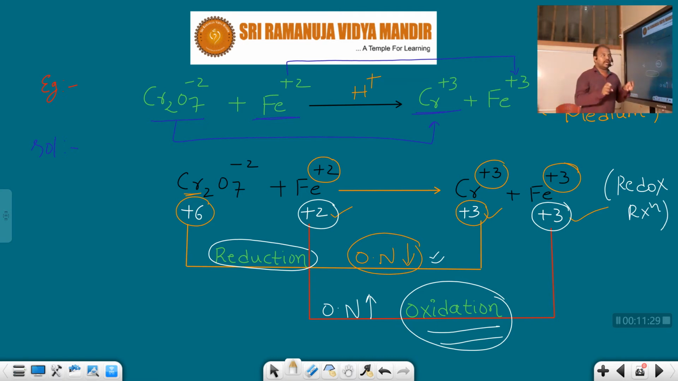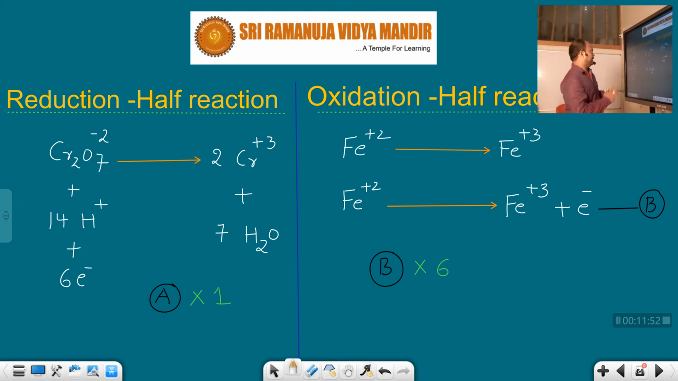This reaction we have to balance in acidic medium, in the presence of H+. How to do it? First of all, you should separate the oxidation reaction and the reduction reaction. The oxidation reaction means Fe2+ changes into Fe3+. The reduction reaction means the dichromate ion changes into the chromic ion. So first of all we have to separate them. What is the reduction reaction? The dichromate ion changes into the chromic ion.